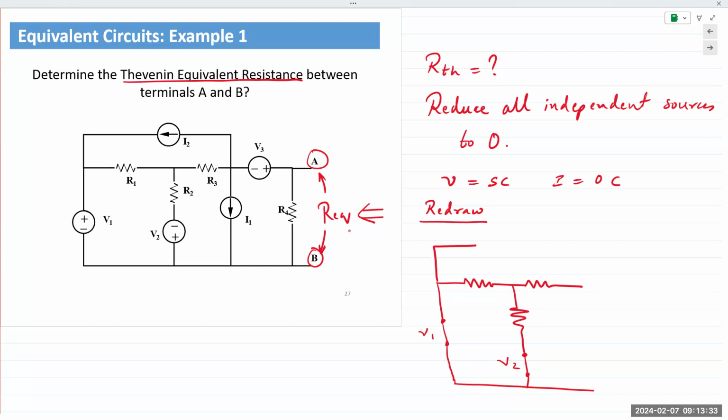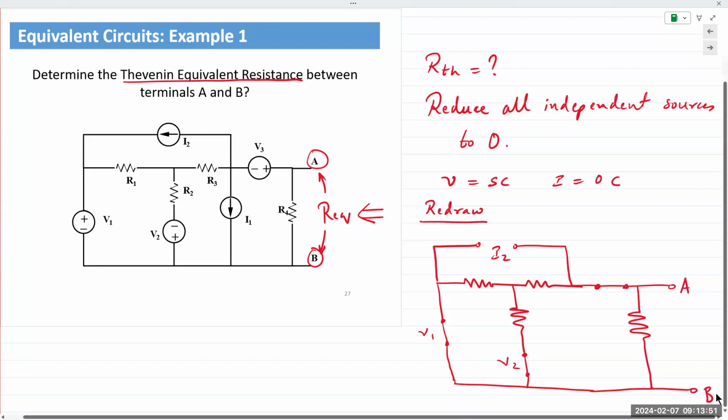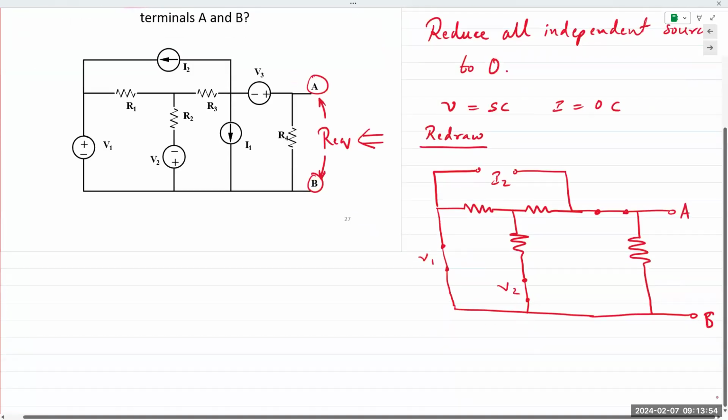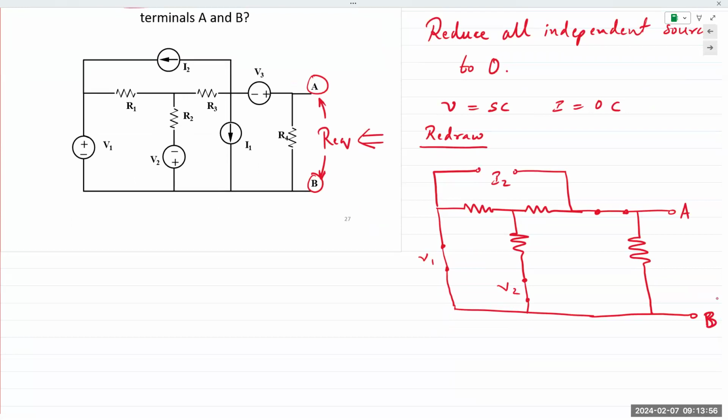And then, of course, the current source was connected here. This was I2. This is A and B. Then we had another current source coming down here. And again, I am drawing this branch just to indicate the place where I1 was connected. You don't have to draw these two lines. Okay, you can simply eliminate it.